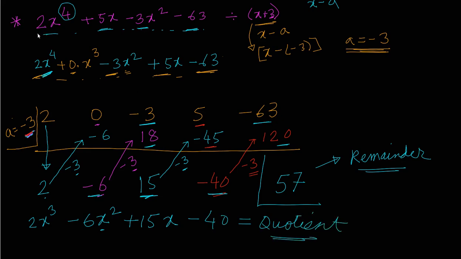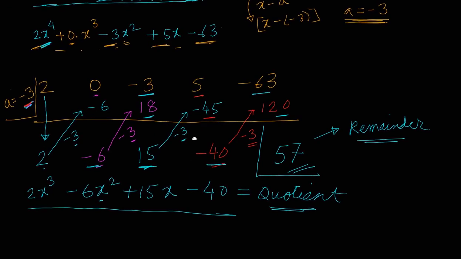So if I divide this polynomial by x plus 3, then I get quotient, which is 2x cube minus 6x square plus 15x negative 40, and my remainder is 57. So this is in a nutshell synthetic division. As you can see how quickly we can perform a synthetic division. All right, so I am going to solve another problem for synthetic division.